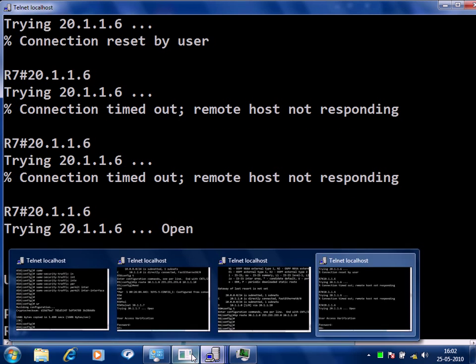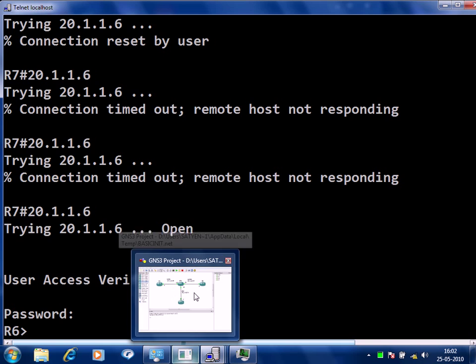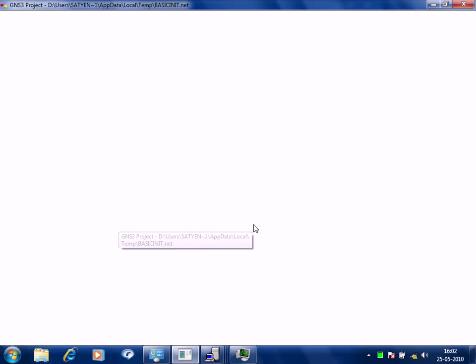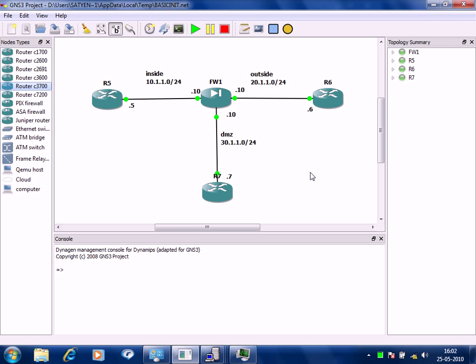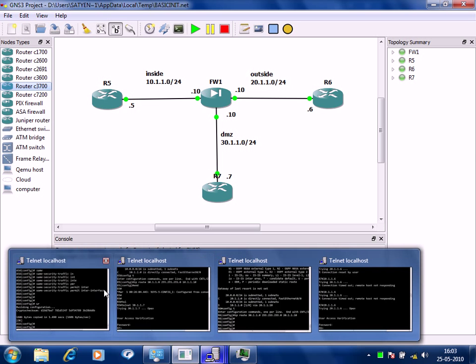Now see, let's discuss this topology. These two interfaces, DMZ and outside, both have the same security level. Once you have same security level interfaces, the inbound access list is bypassed. Bypass means the inbound access list will not be checked. We have just now validated this.